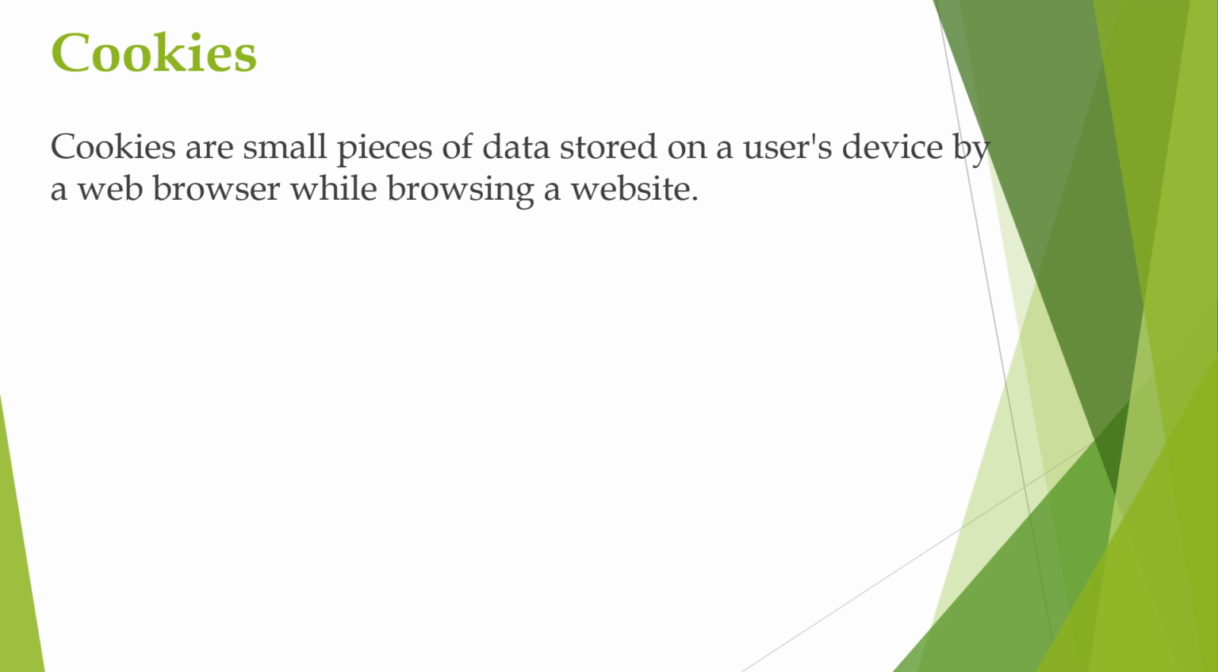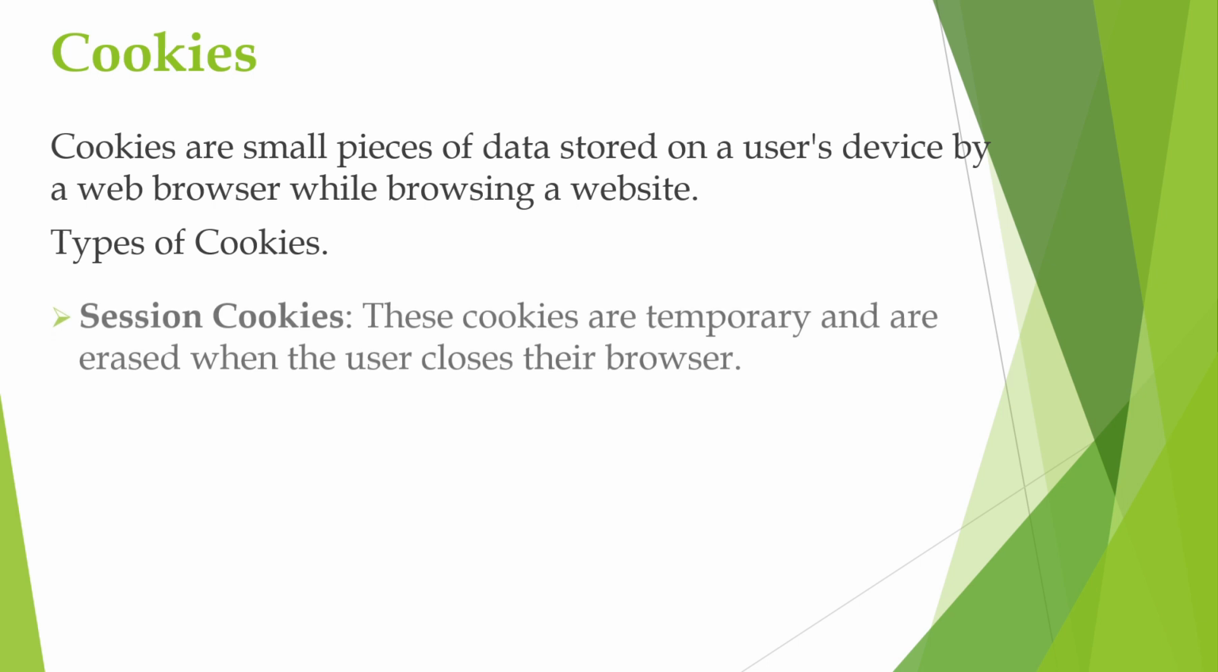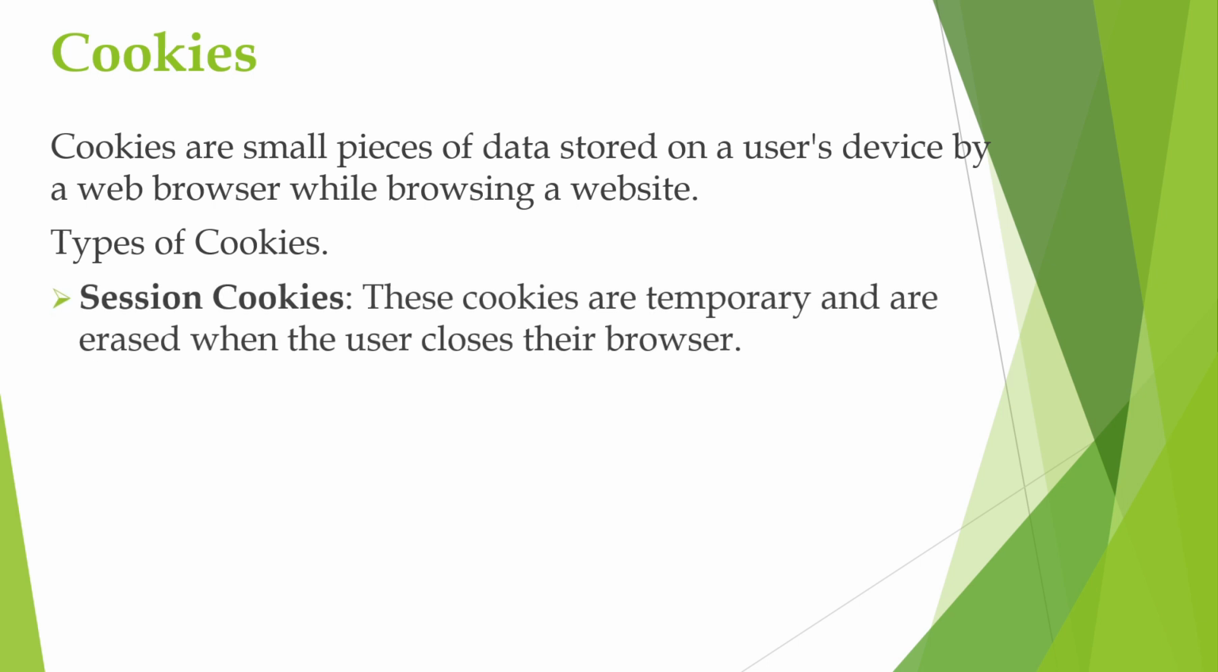That is, if you frequently visit the same website, it will use that information to give you suggestions like that. Cookies are divided into two types, that is session cookies and persistent cookies. Session cookies are temporary. That means they will be erased when the user closes the browser or logs off the website.